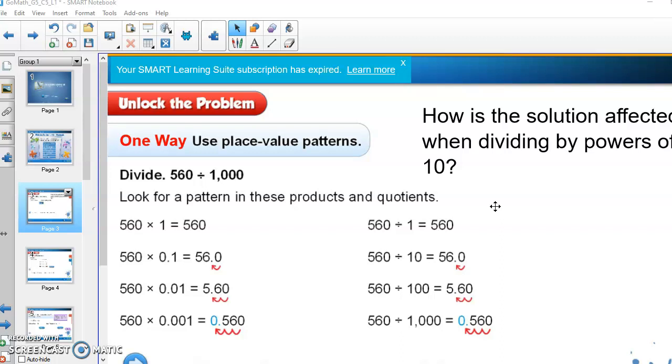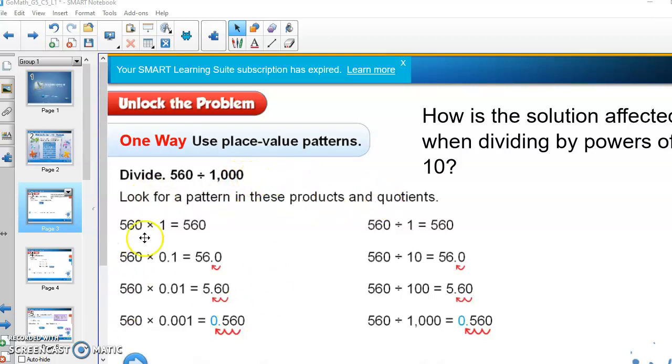The unlocked problem says the Healthy Wheat Bakery uses 560 pounds of flour to make 1,000 loaves of bread. Each loaf of bread contains the same amount of flour. How many pounds of flour does the bakery use in each loaf of bread? So we know the total pounds of flour that are used in the 1,000 loaves. Our job is to break that down to find out how many pounds of flour go into each loaf. So we're going to take a look at patterns here, and we're going to use the number expression 560 divided by 1,000 to find our solution.